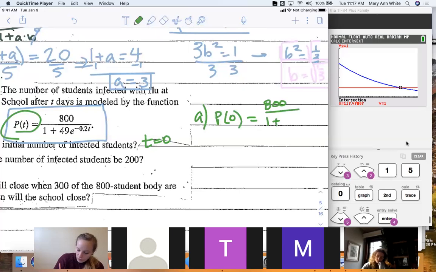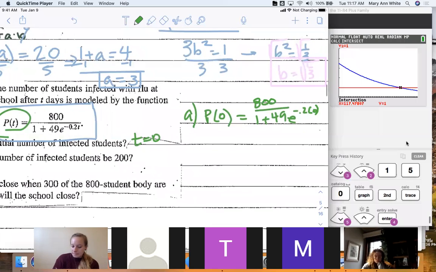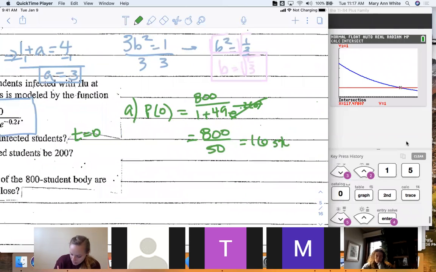I've got 800 over 1 plus 49e to the negative 0.2 times 0. Well, this is good because anything times 0 is 0. So I've got 0 on top, 0 in my exponent, and then e raised to 0 is 1. So that goes away. That gives me 800 over 50. 1 plus 49 is 50. And then 800 divided by 50 is 16. So that means on day 0 of the flu being in the school, we already had 16 students who were infected.